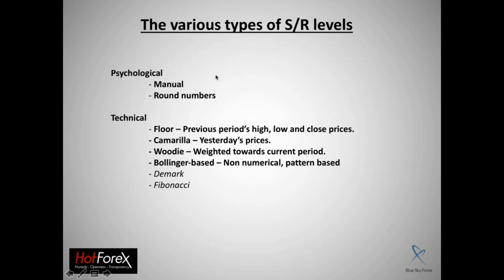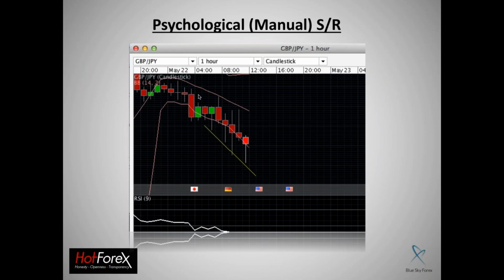Okay. The second one is round numbers. Take a look at the Euro GBP. What do you see in the Euro GBP right now? What you see is that the price has dropped, driven by news, the Bank of England, and it fell from 8750 to 8675 roughly. But notice that it went through 8700.